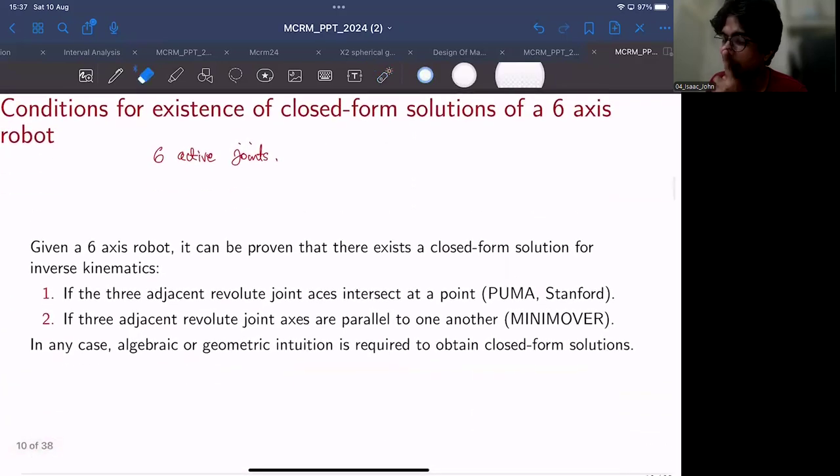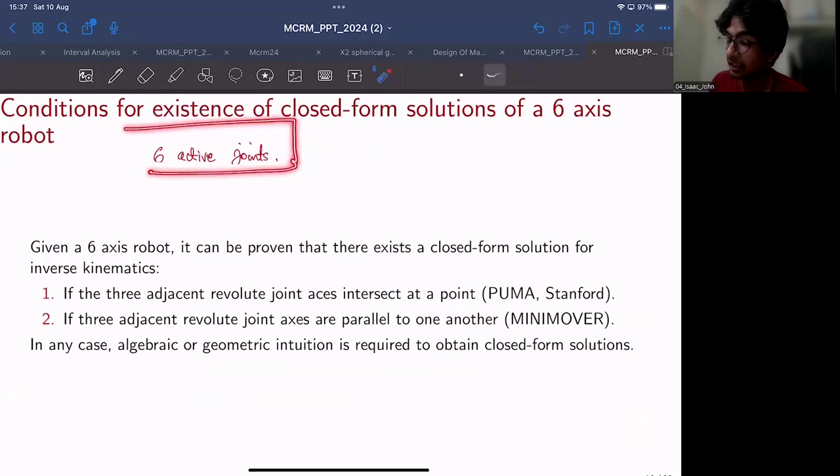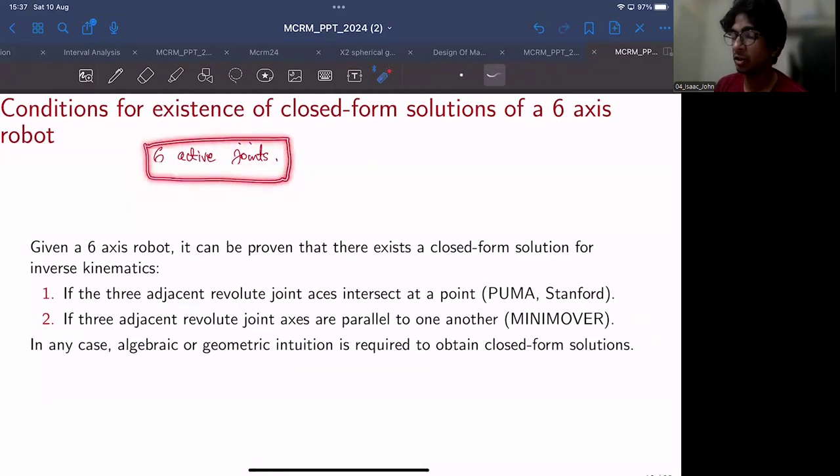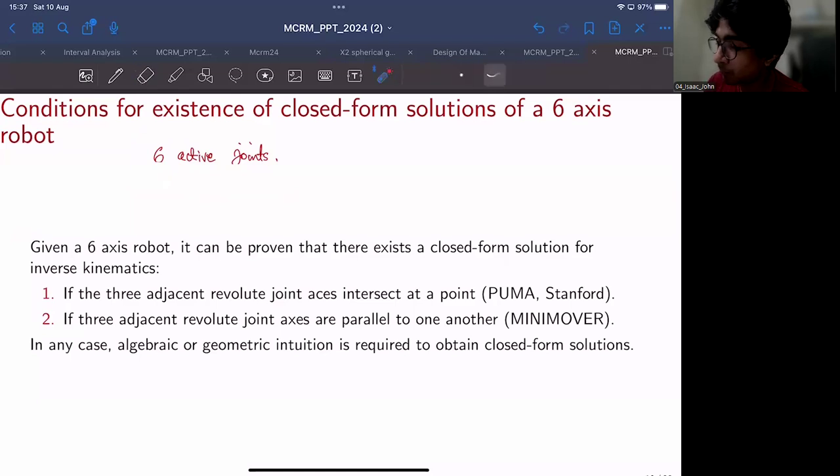Okay, so continuing with the case of a 6D robotic manipulator, as I've mentioned, in the general case it'll be very difficult to solve the inverse kinematics of a 6 degrees of freedom robot. But there are specific exceptions where you can solve the inverse kinematics of the robot using pen and paper. You can simply derive the solutions by hand. And those specific cases are listed below.